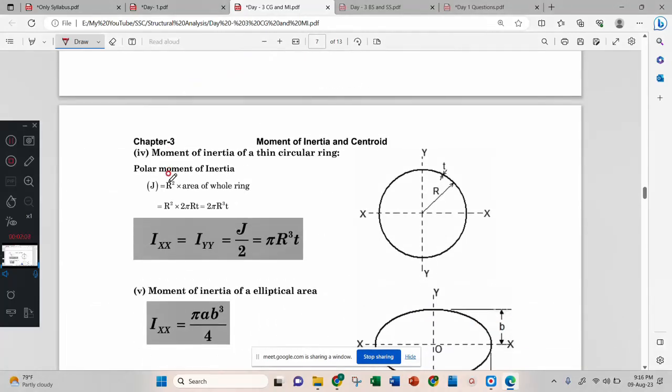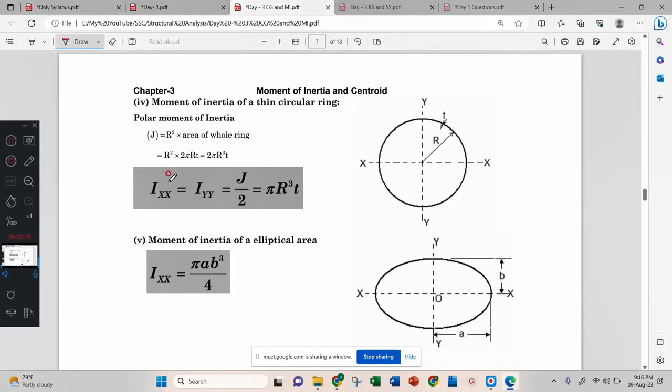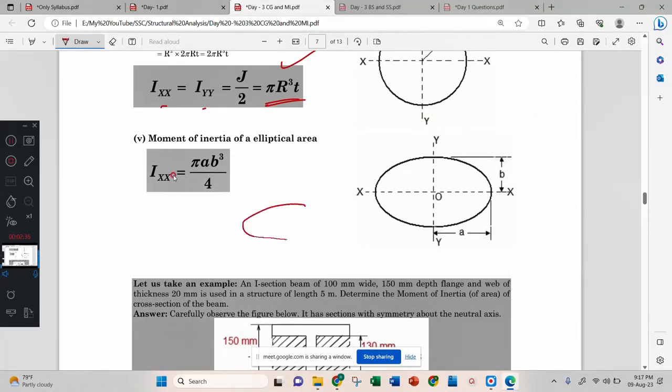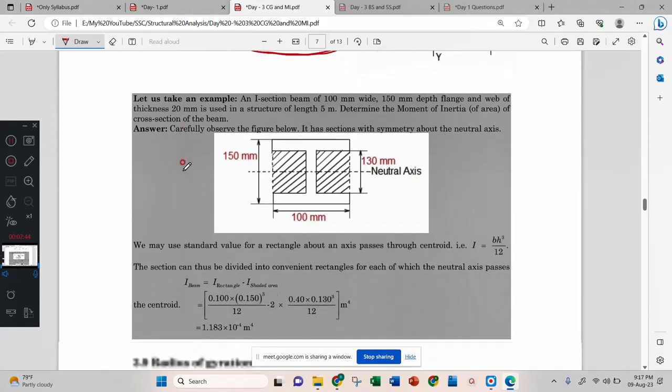Now circle, this is a ring, it is not a circle. Don't confuse. This is your bangle, a bangle with a very small thickness t. Then what is the moment of inertia of your bangle? That bangle's moment of inertia is pi r cube t, pi r cube t, about the perpendicular axis. Sorry, IXX and IYY, that. Next, the same bangle, but an elliptical bangle, then pi a b cube by 4. Learn this by heart. Okay.